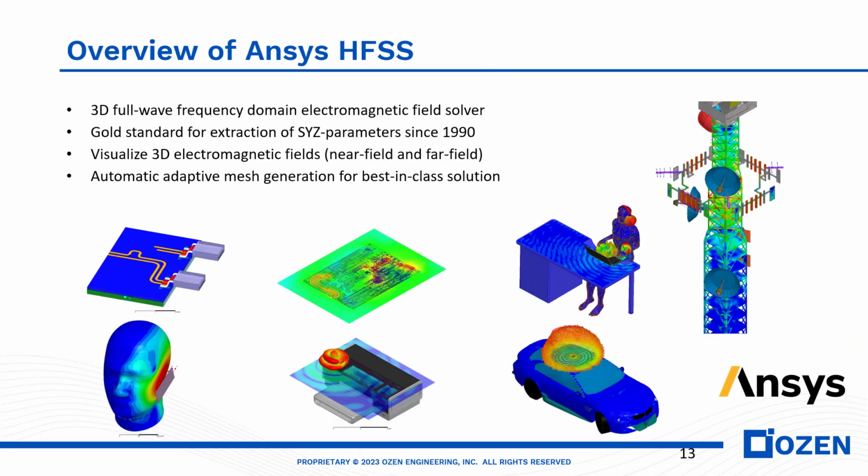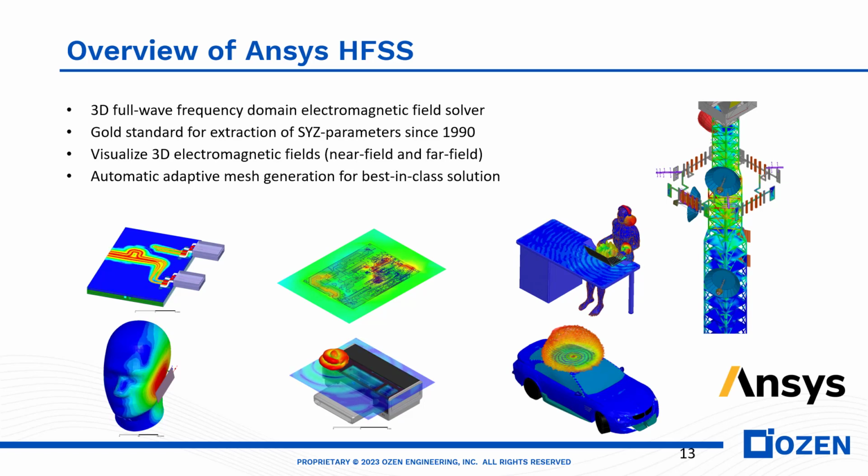So, if you're not familiar with Ansys HFSS, HFSS stands for High Frequency Structure Simulator. It is a 3D electromagnetic simulation software that is widely used for simulating high-frequency electromagnetic fields in a variety of applications, including antennas, microwave components, and radio frequency circuits. HFSS uses the finite element method to solve Maxwell's equations in the time domain or frequency domain.